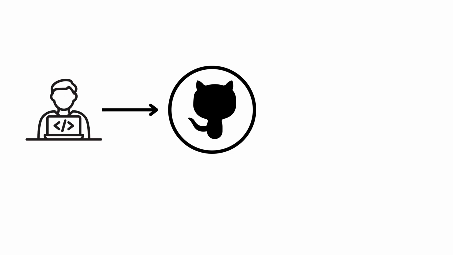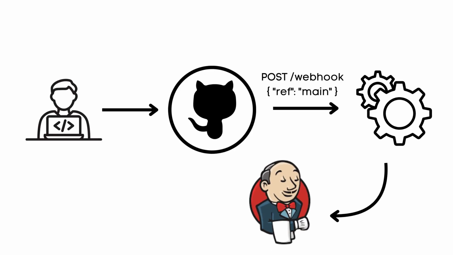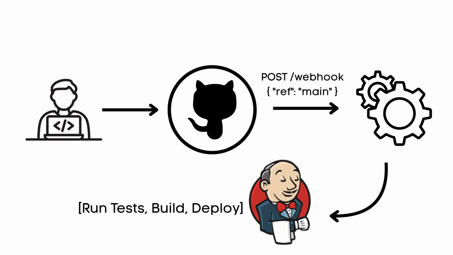This isn't just theoretical because webhooks are everywhere. Let's look at some other examples. GitHub uses them to power automation. When someone pushes to a repository, GitHub can send a webhook to a service like Jenkins or GitHub Actions, automatically kicking off your test suite and deployment process. This is the backbone of modern DevOps.